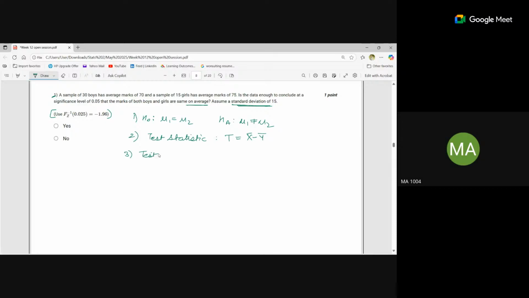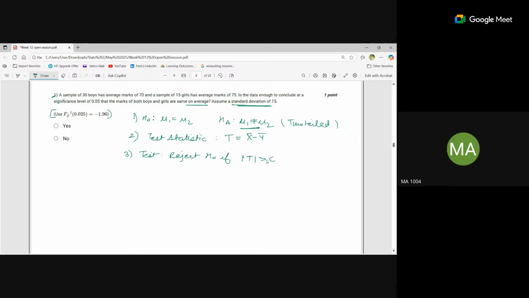Reject h naught if X minus Y is large enough to control the significance level. So what is my alternative? mu1 is not equal to mu2. That means it is a two-tailed test. Right. So this is: reject if mod of t is greater than c.